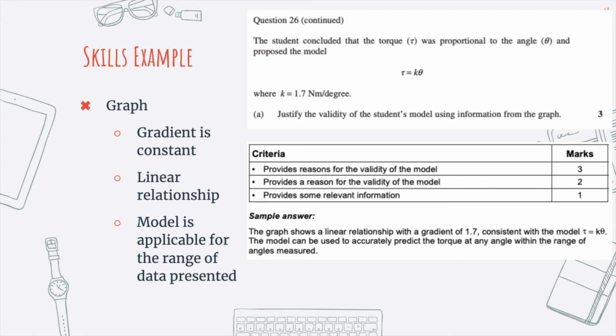Okay, so in order to get the full marks for this question, we'll see that you have multiple reasons provided for the validity of the model. So we can agree that this model that the student has put forth, the relationship identified, is valid based on what has been presented to us in the graph.